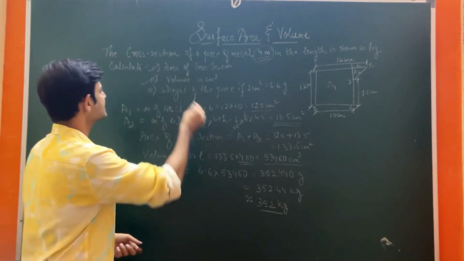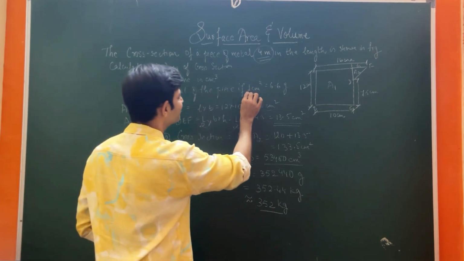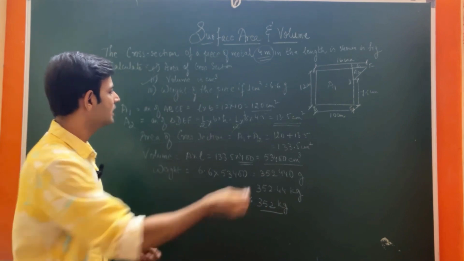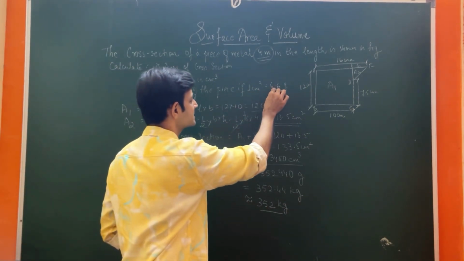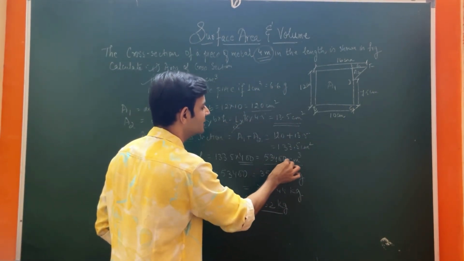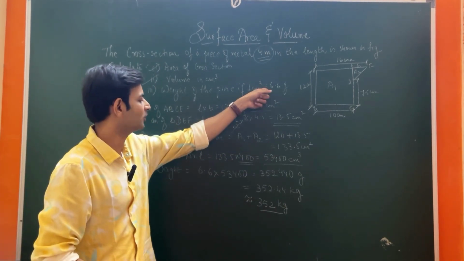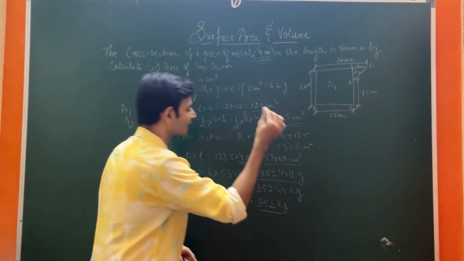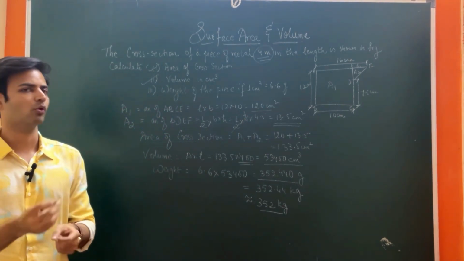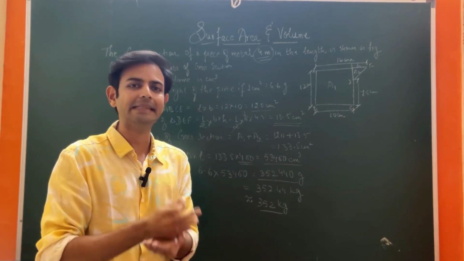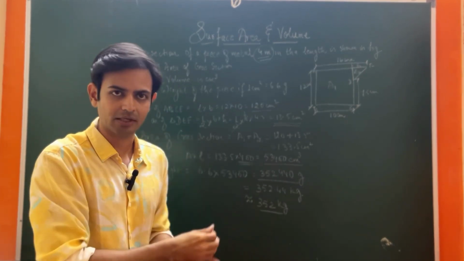The third part is weight of the piece if 1 centimeter cube is 6.6 grams. Now, because 1 centimeter cube is 6.6 grams and we have 53400 centimeter cube, so we multiply this by 6.6 and we get 352,440 grams. In the question, if it is asked, convert in the nearest kilogram.